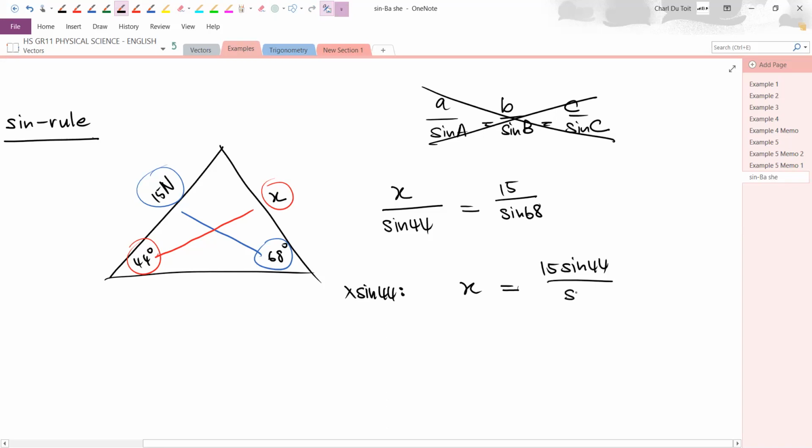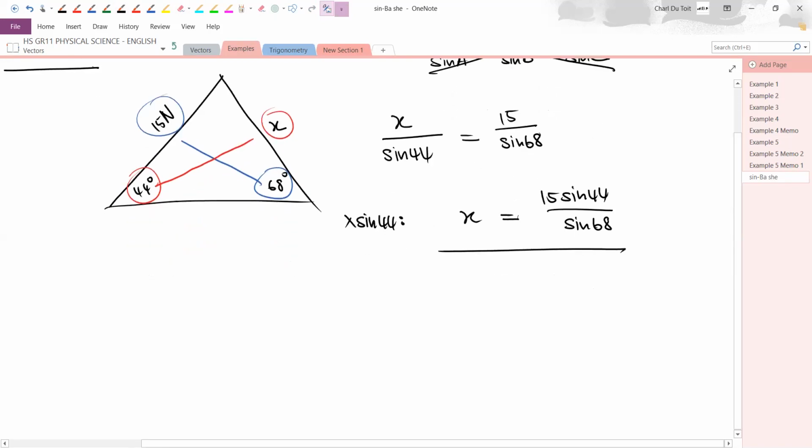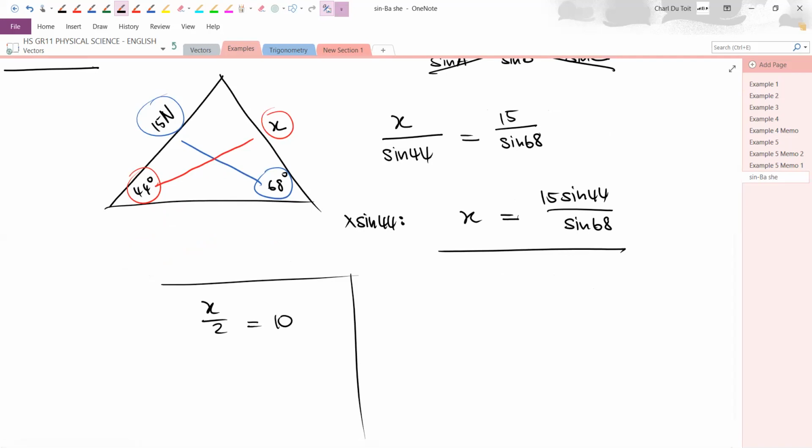Is everyone with me? This is just a little bit of maths. If I have x over 2 equals 10, what would the answer be? 20. Yes. I want to just get rid of this fraction. I want to get rid of the 2 underneath the x. So I just multiply both sides with 2. Then those 2 cancel. Then x remains. And 10 times 2 is 20.